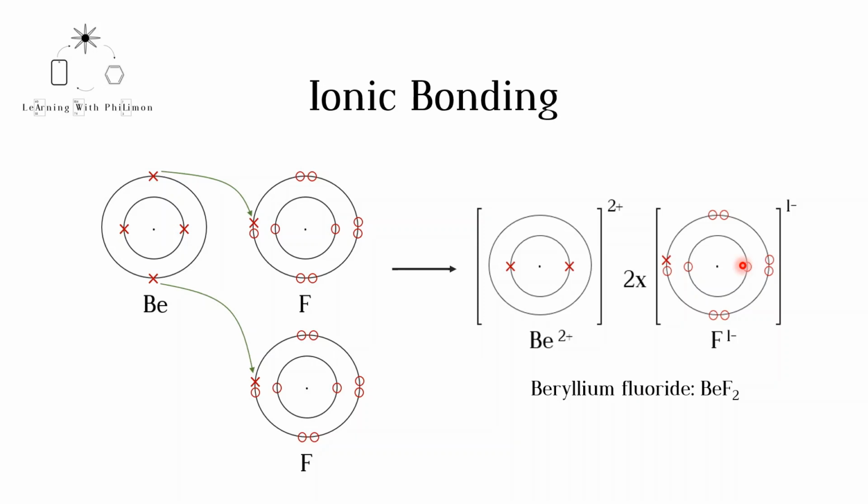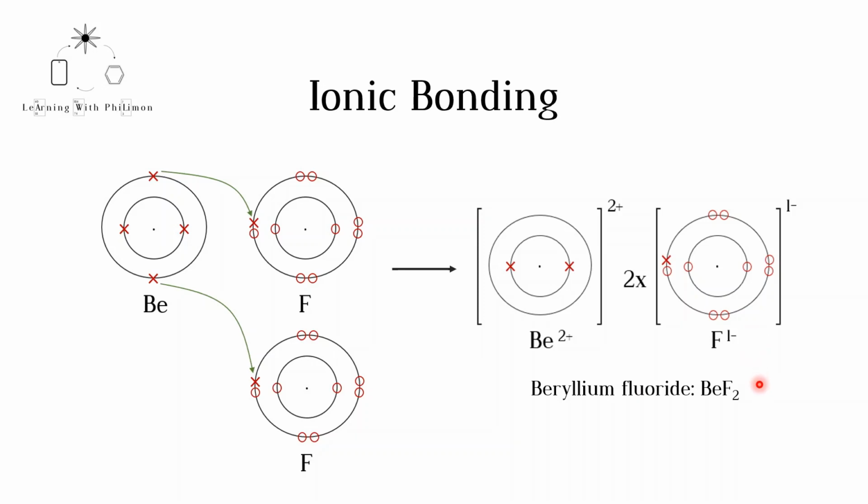If you took a sample of beryllium fluoride, there would be 2 fluoride ions for every beryllium ion. The ratio between the ions is 1-to-2. You need 2 fluorine atoms to receive the electrons from every beryllium atom. So the formula is BeF2.